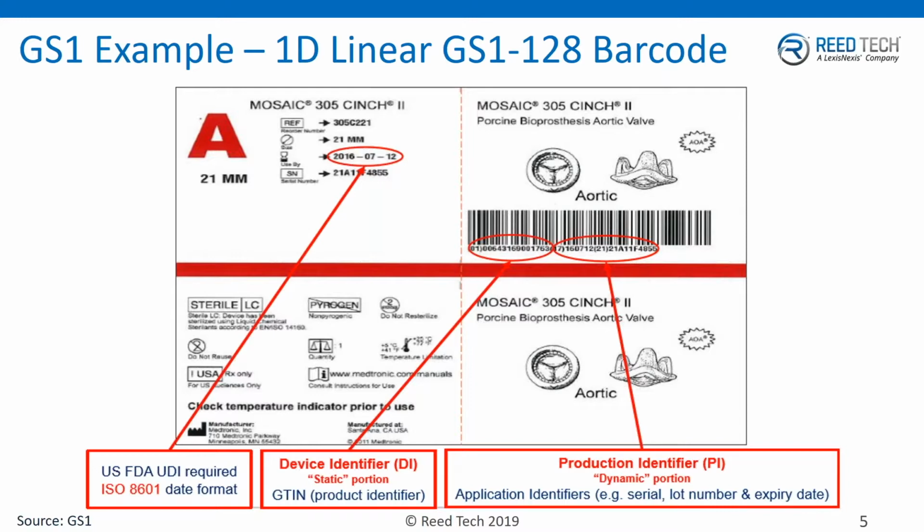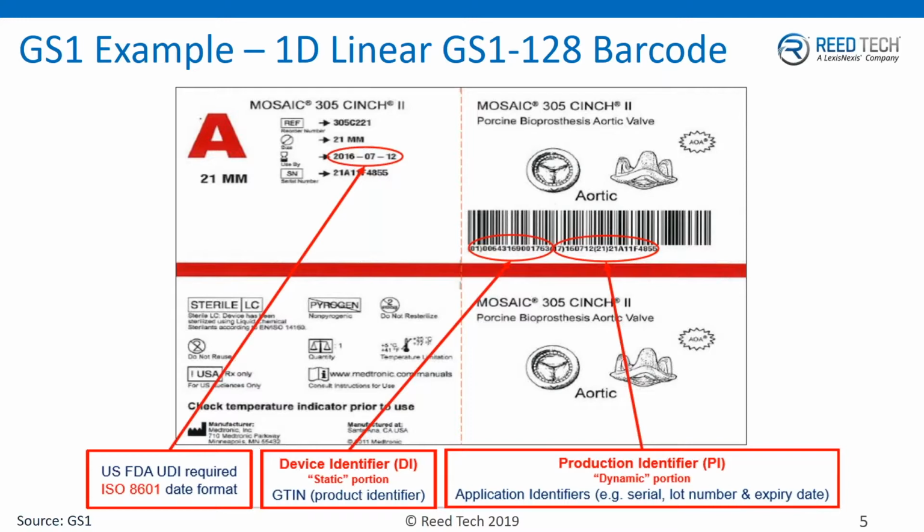blood banking type products. Also, I want to make one quick note that if you have products or labels where you do not have a lot of real estate, you can also use what's called a 2D matrix barcode, which makes it a little bit easier to place that barcoding on your label.